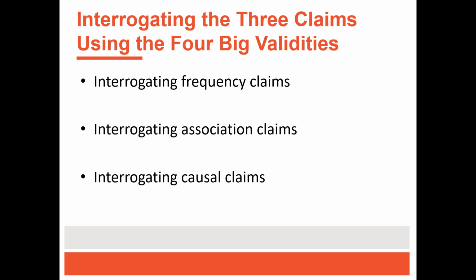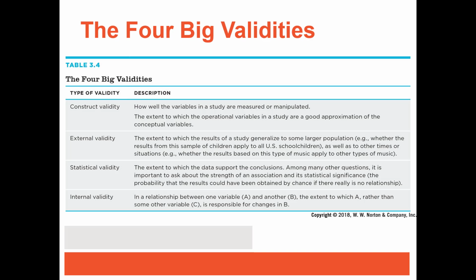Next, we're going to look at how we can go about interrogating each type of claim and uncover the integrity of that claim using the 4 big validities. Remember that validity, or valid, means reasonable, accurate, or justifiable. Validity is the appropriateness of a conclusion or decision. So what are the 4 big validities I keep talking about? They are construct validity, external validity, statistical validity, and internal validity.